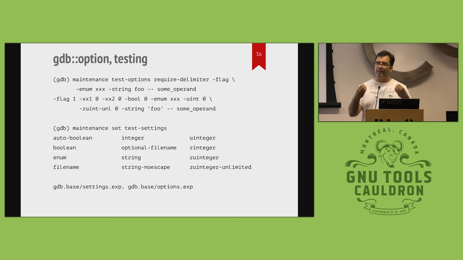If you want to exercise something in the core command machinery, the only way to do that is to take some representative command and use that one, like use a print command for something. That's a command that takes expressions. Wrong example. Like a set print elements, that's a uinteger command. You would use that. But what if in the future that command changes, it's no longer uinteger, it's uinteger unlimited or something. Now you're going to break that test, which was only caring about the infrastructure, and did not really care about the print elements thing. So I added those maintenance set test settings.